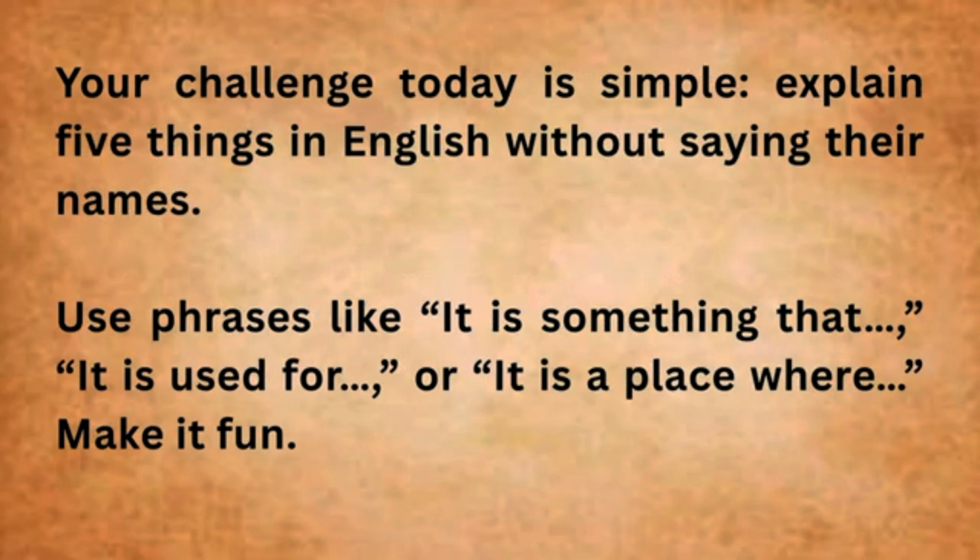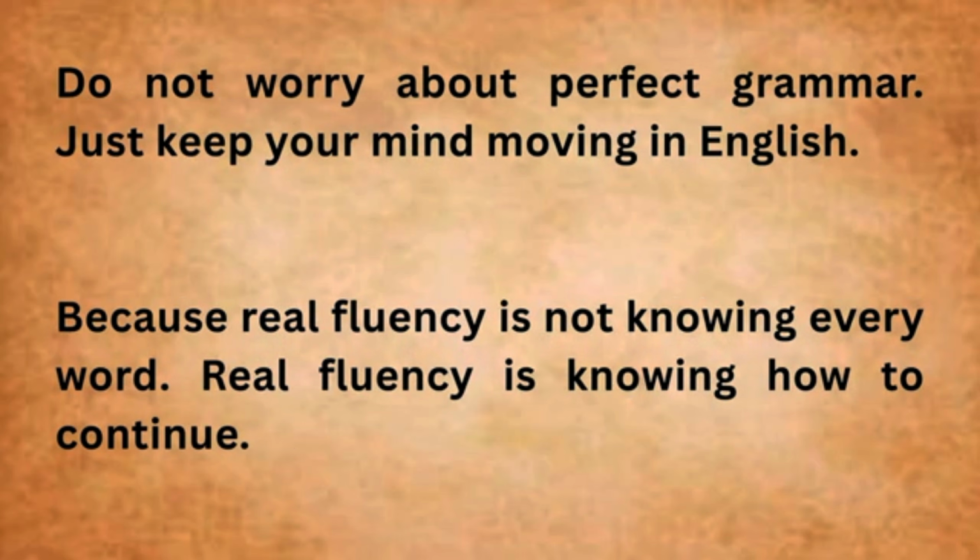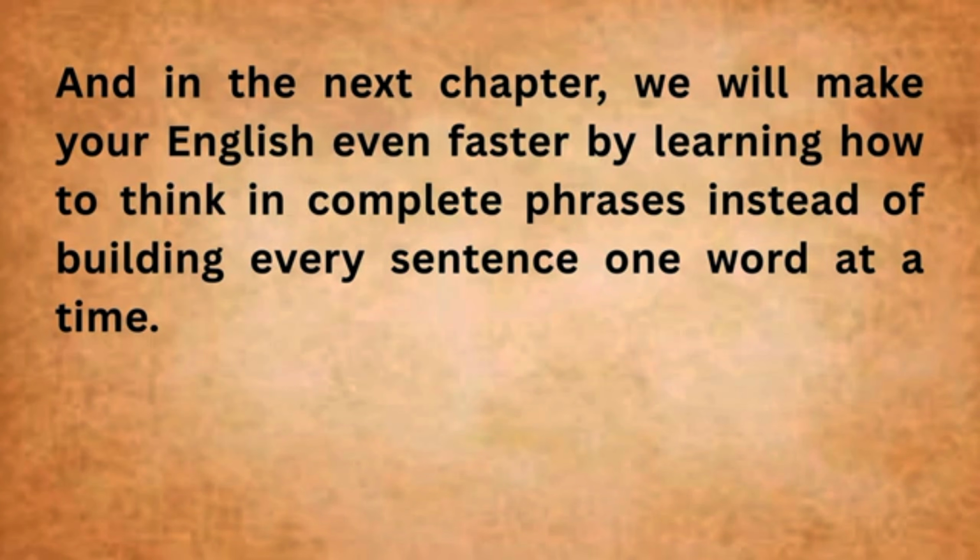Your challenge today is simple. Explain 5 things in English without saying their names. Use phrases like, "It is something that," "It is used for," or "It is a place where." Make it fun. Do not worry about perfect grammar. Just keep your mind moving in English. Because real fluency is not knowing every word. Real fluency is knowing how to continue.